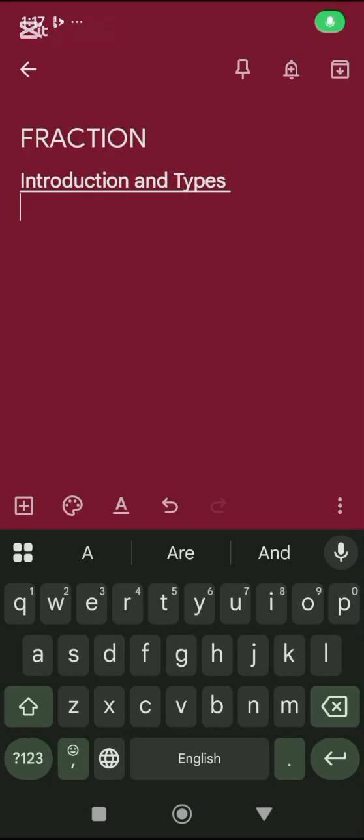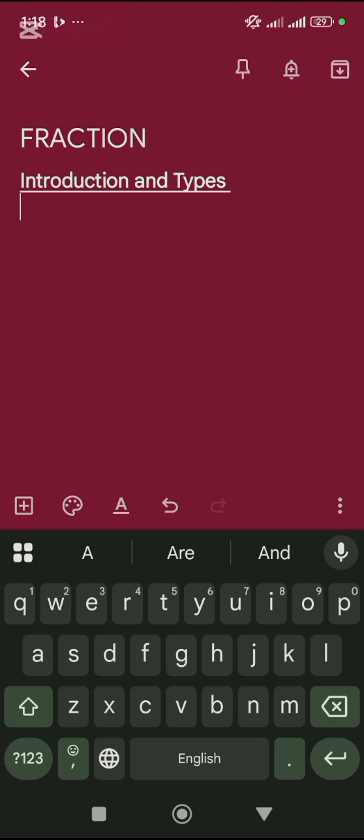Hello everyone, let's talk about fractions. So what is a fraction? In today's class, we are going to be concentrating on the introduction and types of fractions.